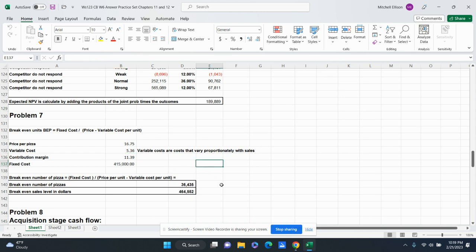So to get your break even, what you're going to do is take the 414,000, those are the fixed costs that you're trying to cover, divided by your contribution margin per pizza, and that gives you 36,435 pizzas. You can then turn around and multiply that by the 16.75.